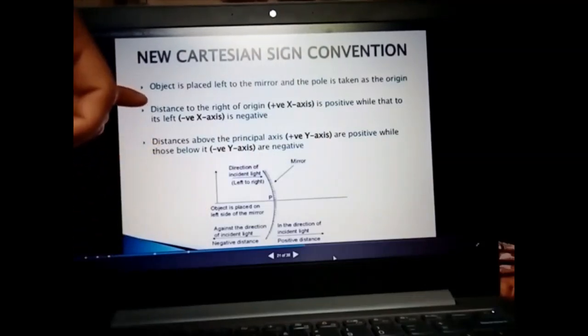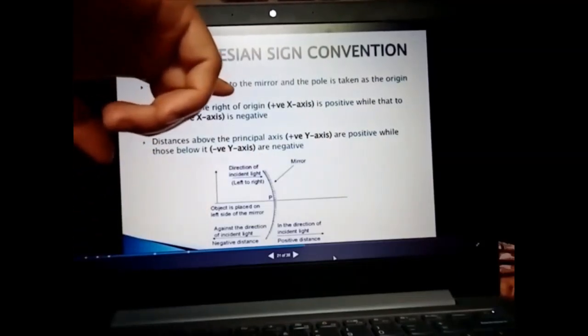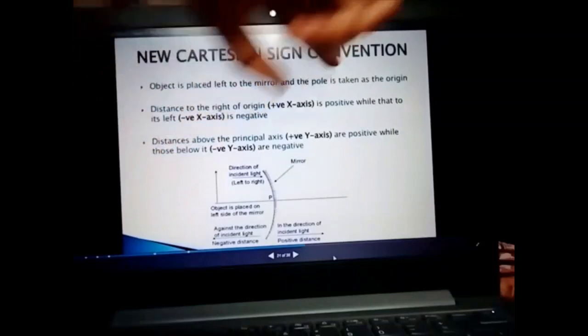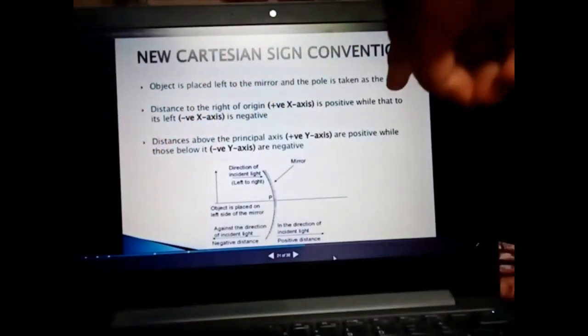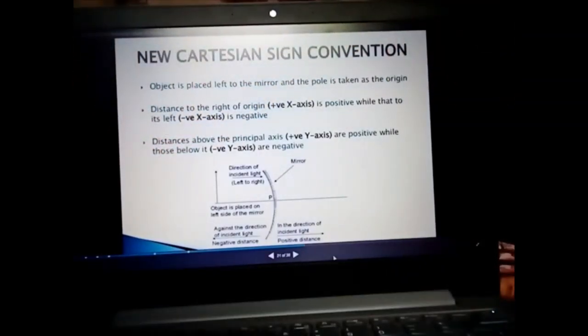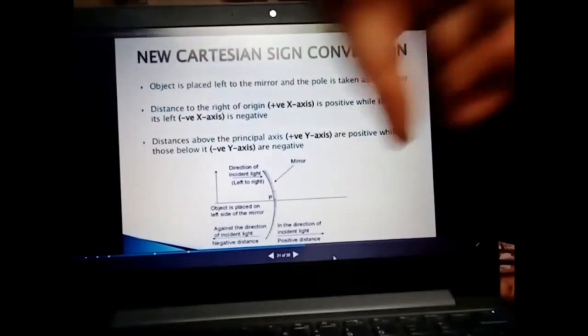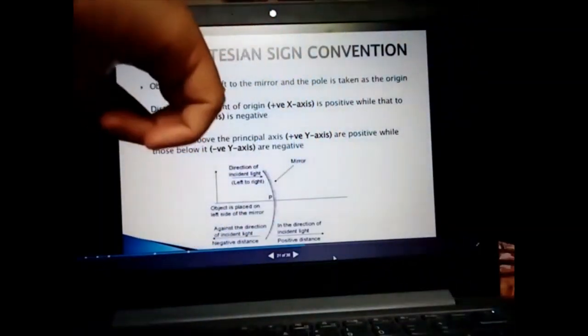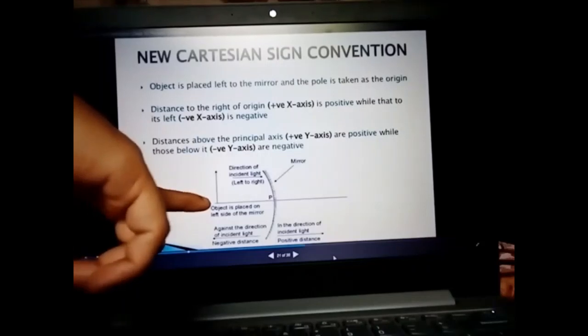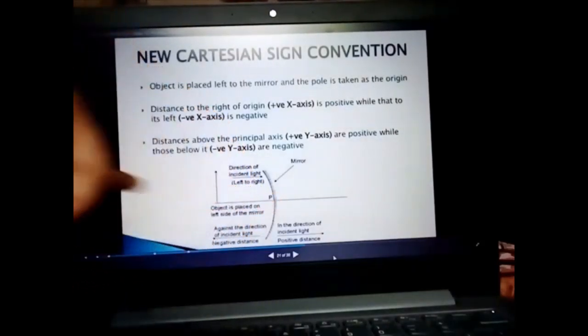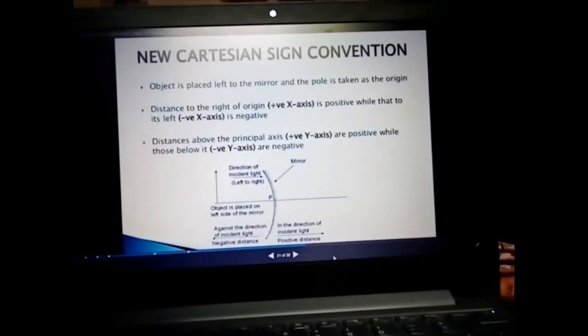So the first rule is saying that the object is always kept at the left of the mirror and the pole is taken as origin. So in this rule, it is said that the object is always on the left side of the mirror and the pole is always taken as origin. It means all the distances are measured from the pole.